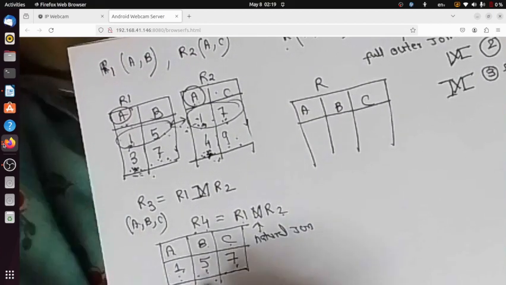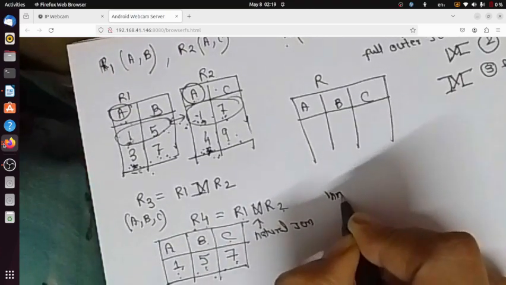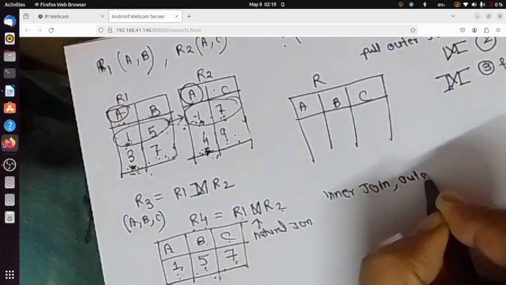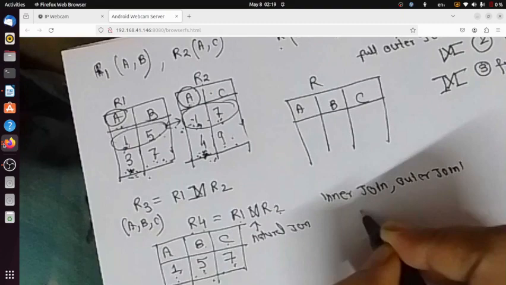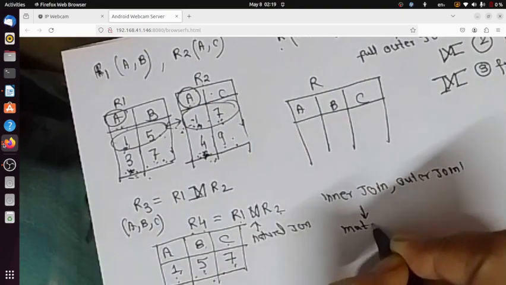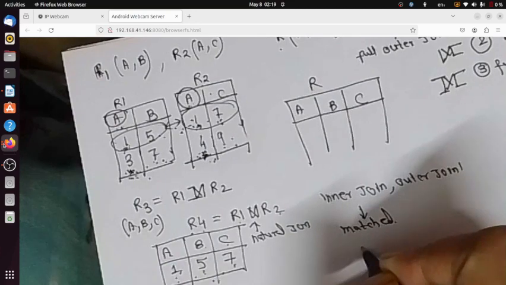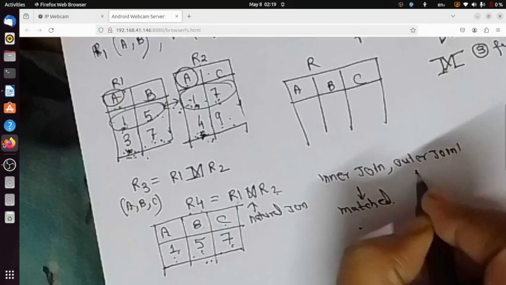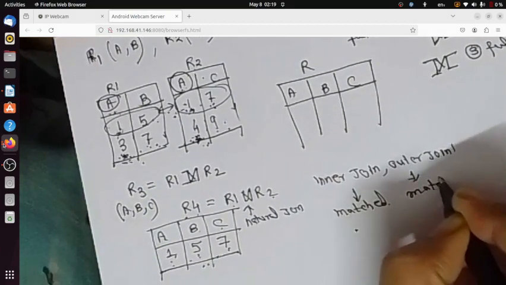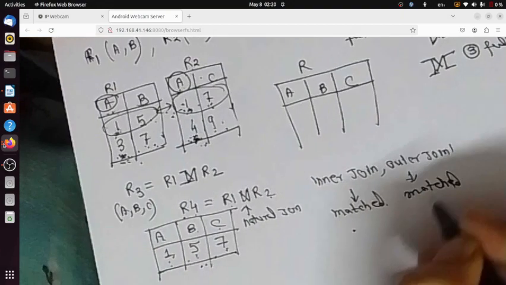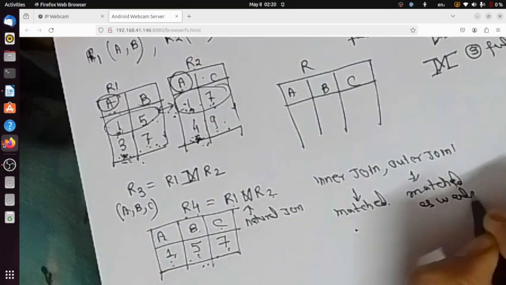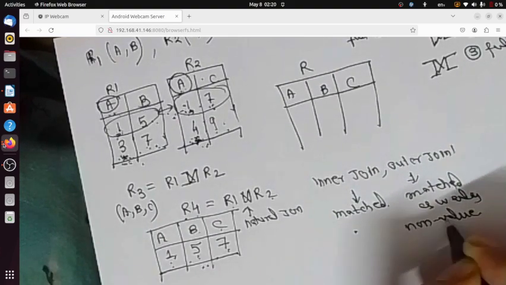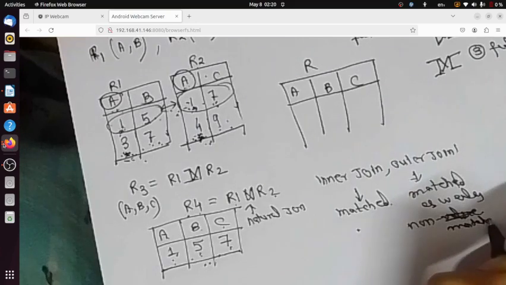So there is a difference between inner join and outer join in this respect. What is the difference between inner join and outer join? In inner join, only the matched values will appear in the output relation. But in outer join, matched as well as non-matched values also appear in the output relation.